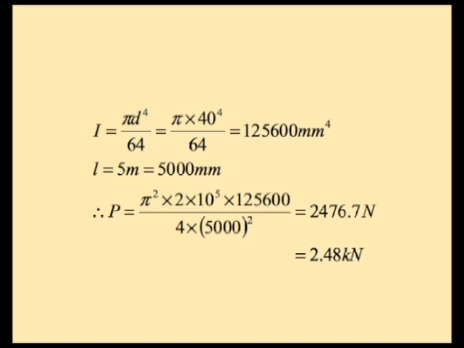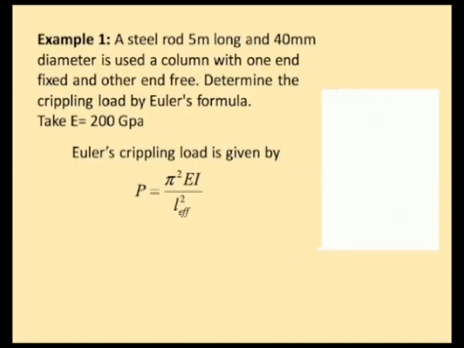So, pi squared E I by L effective. L effective in this case will be equal to 2 L, because the end condition is one end fixed and the other end free. So, it will deflect like this. In this case L effective equal to 2 L, so that is what has been substituted in the formula pi squared E I by 2 L whole squared, and we get pi squared E I by 4 L squared.